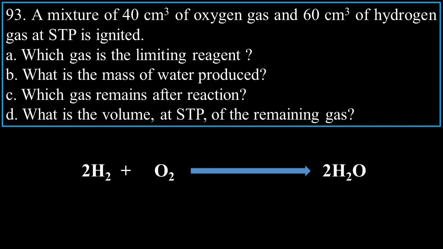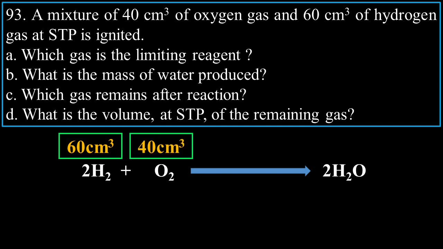The next thing we're going to want to do is begin to write the masses of each quantity above them as we normally do. However, this time we have 60 cubic centimeters of hydrogen and 40 cubic centimeters of oxygen, but these aren't stoichiometric masses. These are the volumes that are given in the equation, so don't confuse the two ideas. 60 cubic centimeters of hydrogen and 40 cubic centimeters of oxygen.